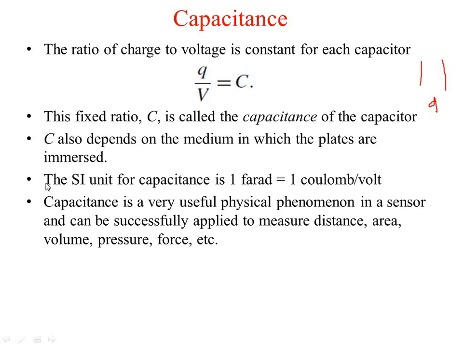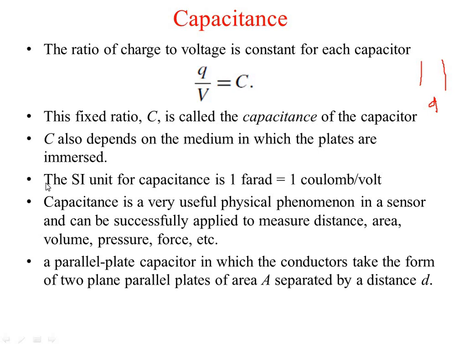So capacitance is a very useful physical phenomenon in a sensor that can be successfully applied to measure distance, area, volume, pressure and force. These are the physical parameters we can measure very effectively with the help of the capacitance concept. I'll explain later how it is going to work, because C depends upon the medium, C depends upon d, and C depends upon the cross sectional area. So if the cross sectional area changes, obviously the capacitance will change. So we are going to see this.